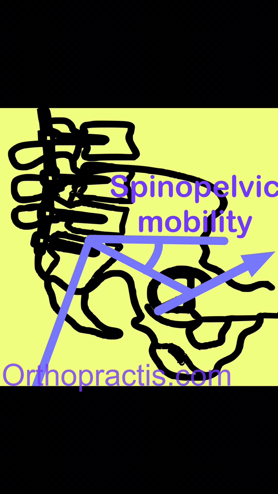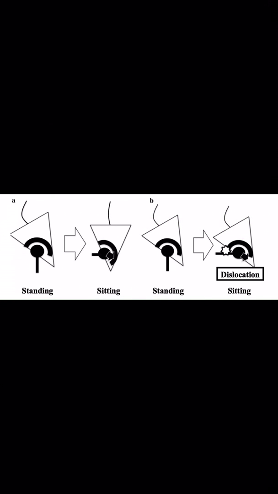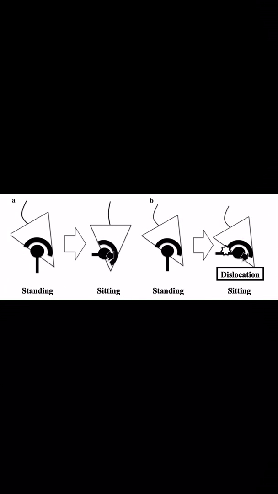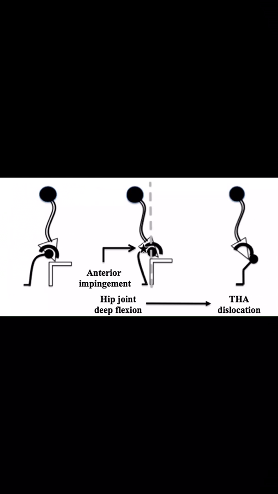Normal spinopelvic motion from standing to sitting demands natural rollback of the pelvis, which is accompanied by posterior tilt of the pelvis that allows the acetabulum to open for clearance of the hip, posterior sacral tilt, and decreased lumbar lordosis, which serves to make room for the femoral head during normal femoral flexion anteriorly, thus preventing impingement and dislocation.